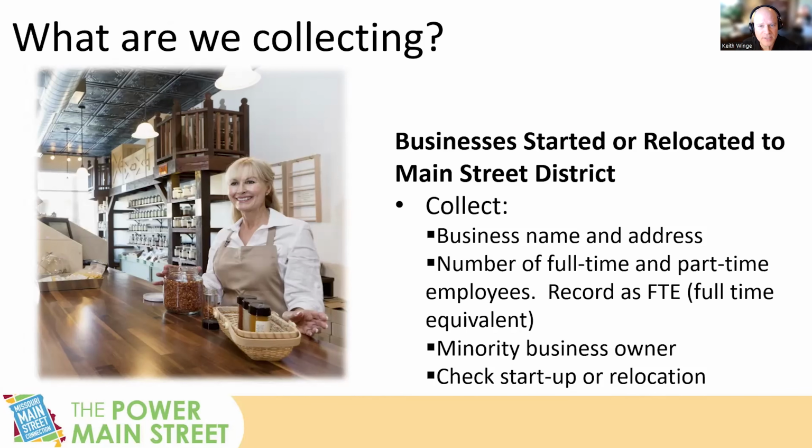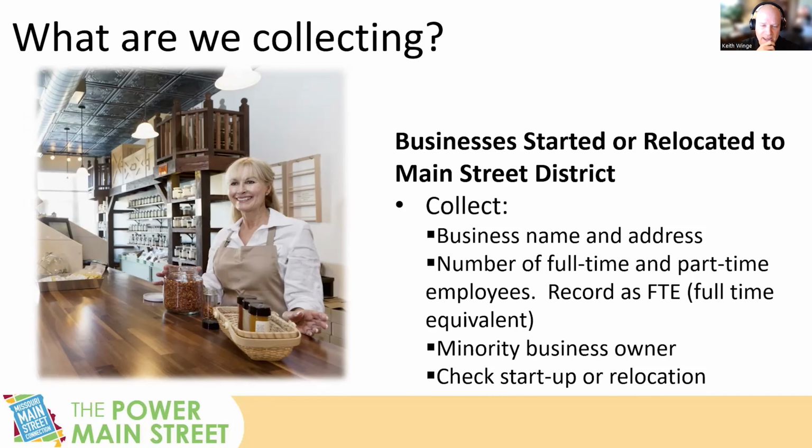So we want to know about the businesses that were started or relocated to the district. And here we want to know, of course, the business name and the address. And we want to know the number of full-time and part-time employees. But we want you to record those as what's called an FTE, full-time equivalent. So for example, let's say that a new business opened and it has one full-time employee and two part-time employees. That would be a 2 FTE reporting. The full-time employee is 1, and the 2 part-times equal 1 FTE or full-time equivalent.